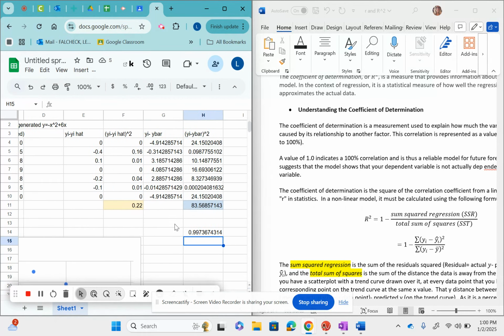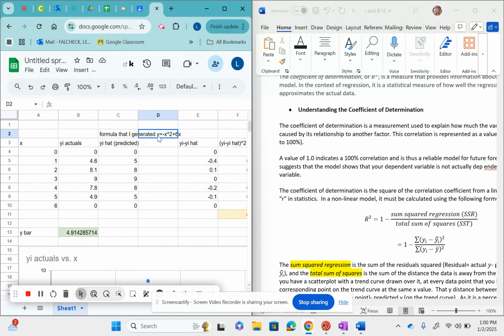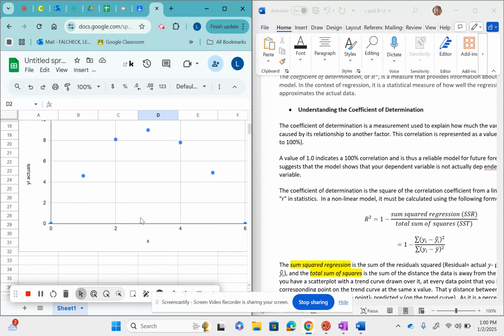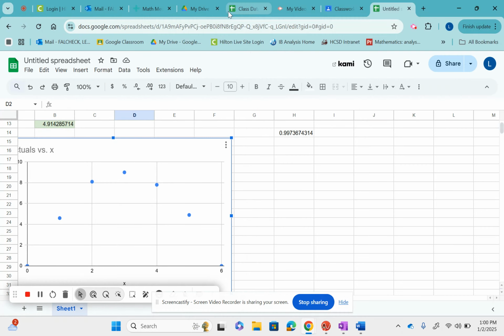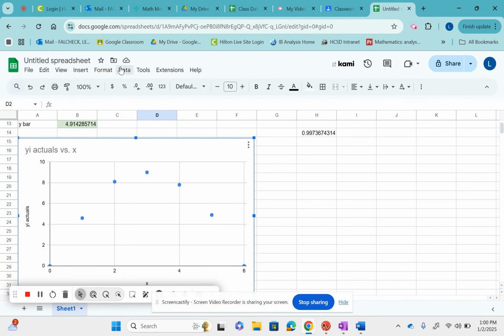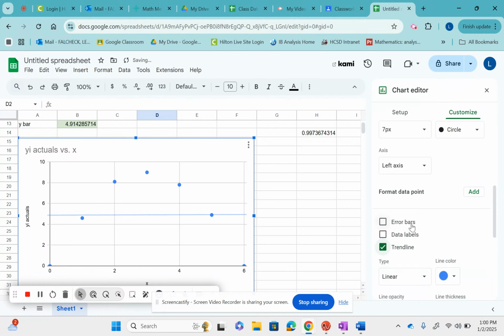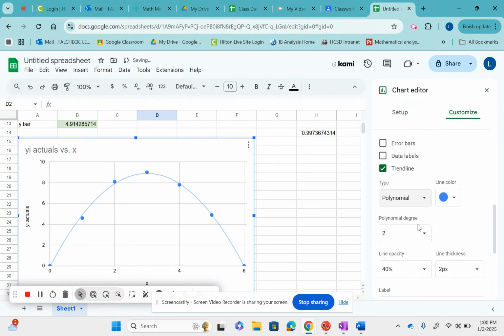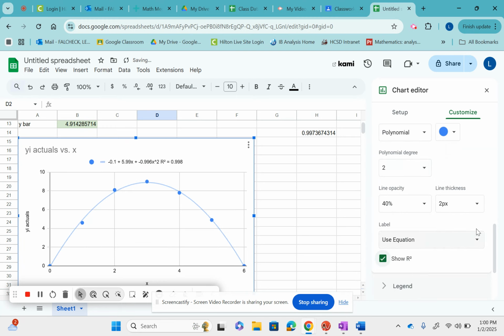So this is the coefficient of determination for my model that I generated using my knowledge of transformations and the way the data looked. Now let's see what the computer spits out, check its R-squared, and see if we beat the computer or the computer beat us. So let's go ahead and put that on here. Oh, here we go. Sorry, I always forget the order to do this. I don't want it to be linear. I would like it to be a second degree polynomial. I would like the label to be the equation, and I would like it to show the R-squared.